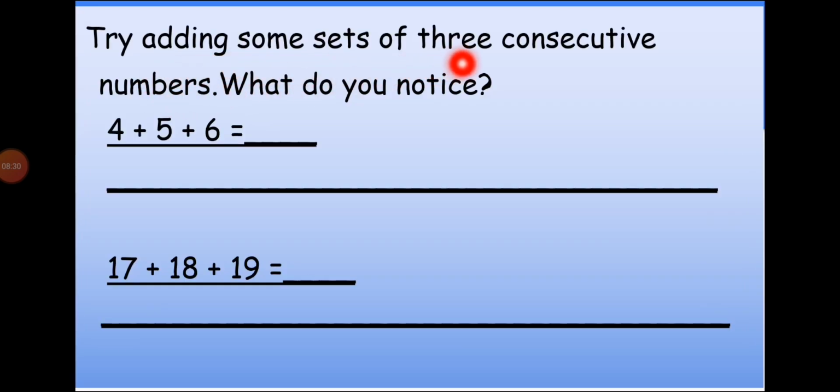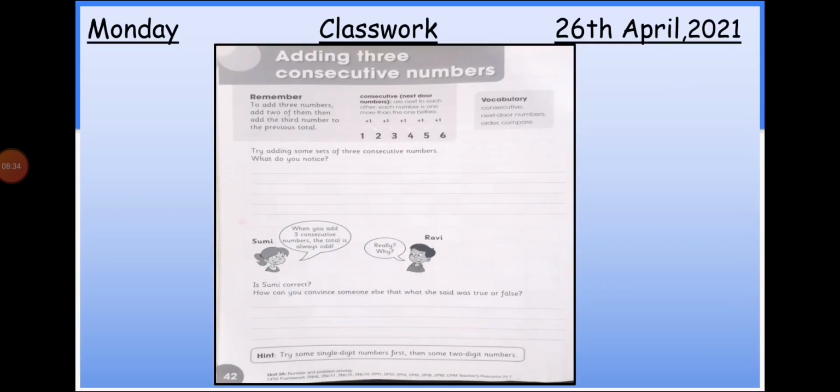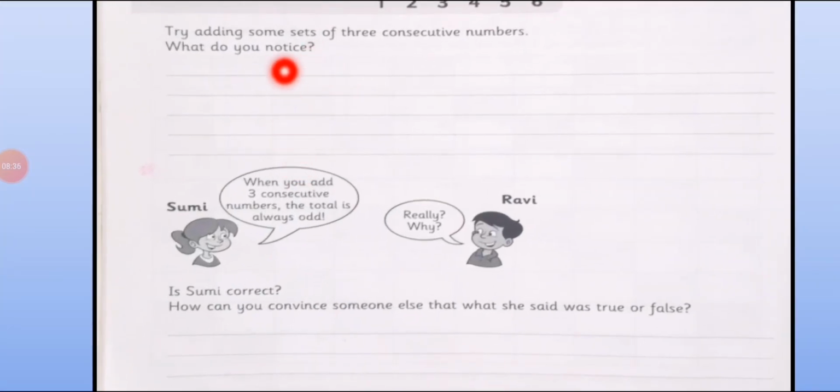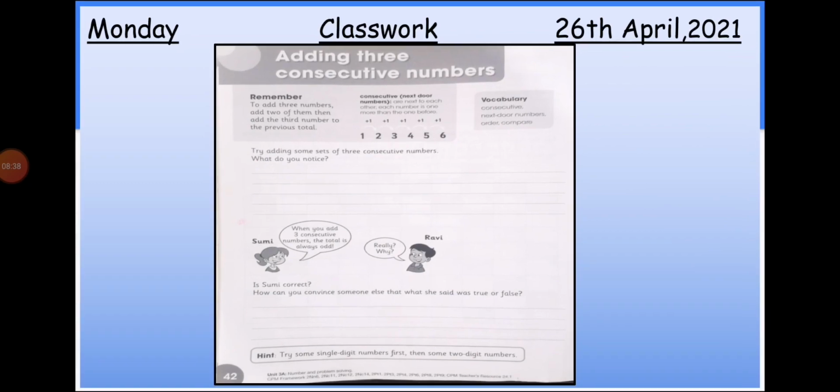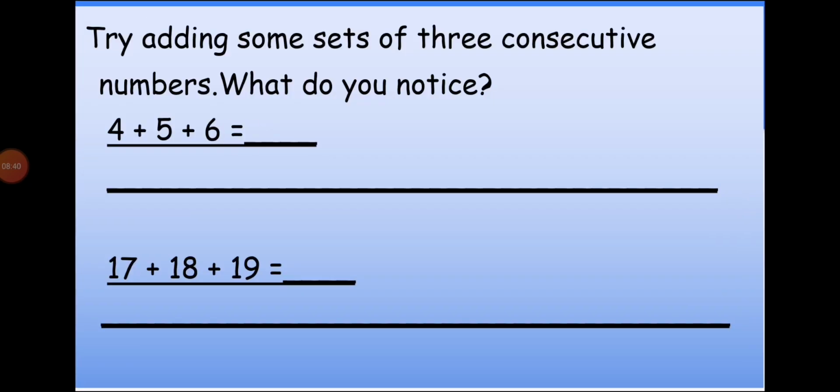Try adding subsets of 3 consecutive numbers. What do you notice? Here I made my slide and you will do your work on this page. Here you make your sentences. First number sentence: 4 plus 5 plus 6 is equal to dash. Here I have used consecutive 3 numbers, 4, 5 and 6, and we will add them and find out what the answer is.